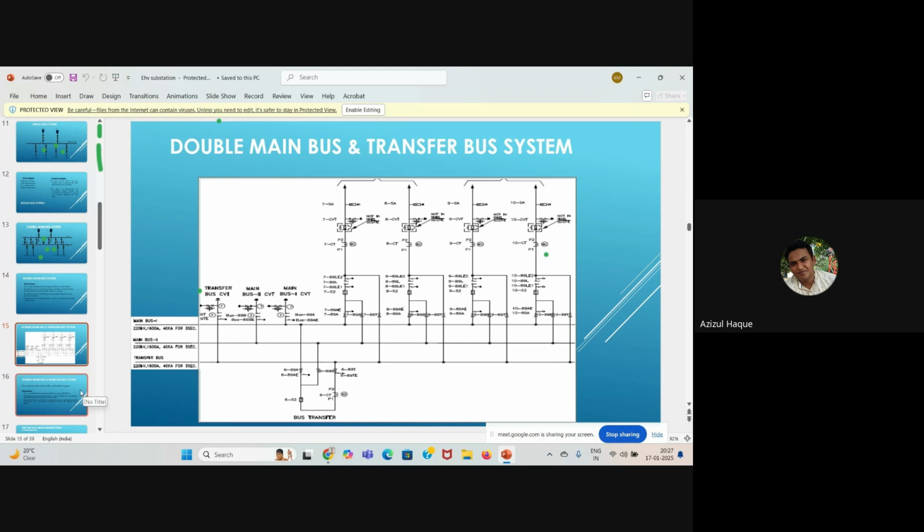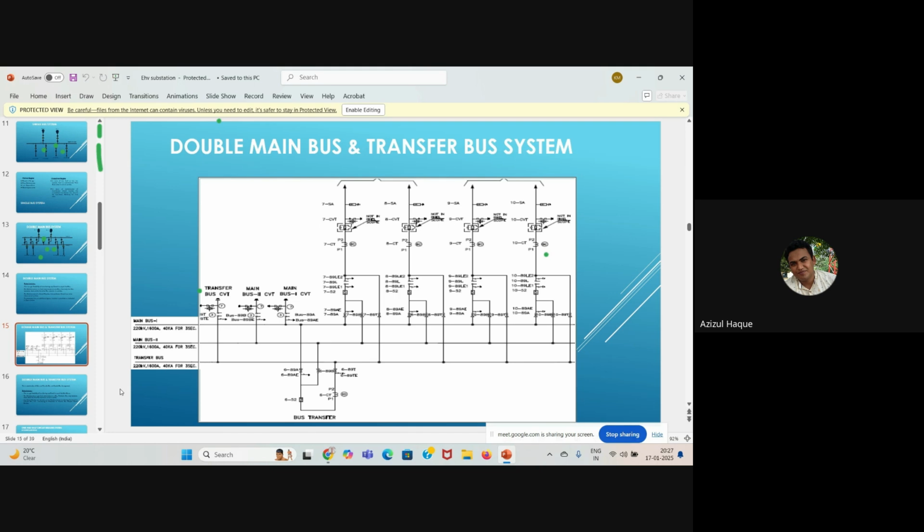Now this transfer bus is charged. Main bus 1 and main bus 2 are charged. All three buses are charged. Now we will connect this isolator. Sorry, feeder 2 means this isolator. If we connect this isolator, one thing we have to check is which main bus is to be connected to the transfer bus.